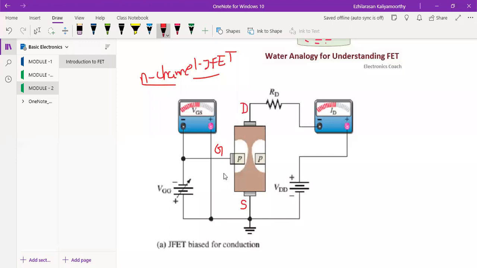This will be your drain terminal. Now the gate terminal is connected to a battery. That is nothing but which bias? It is a reverse bias. The VGG, sometimes we can call it VGS. Why? Because you need to apply the voltage across the gate and the source terminal.